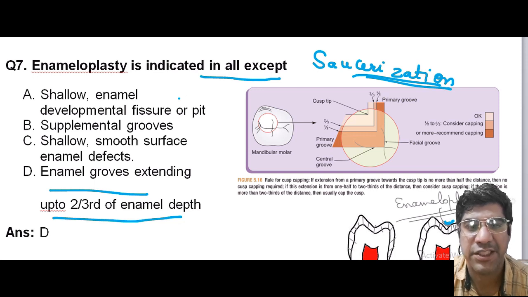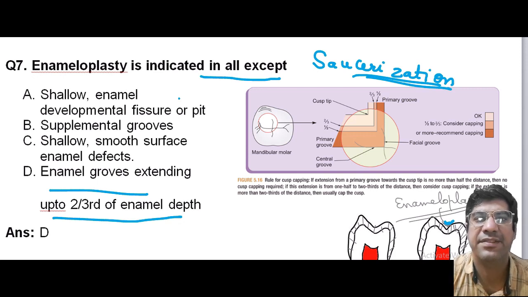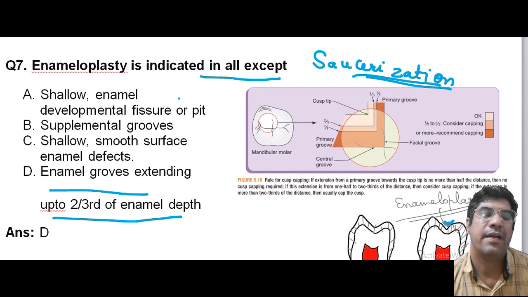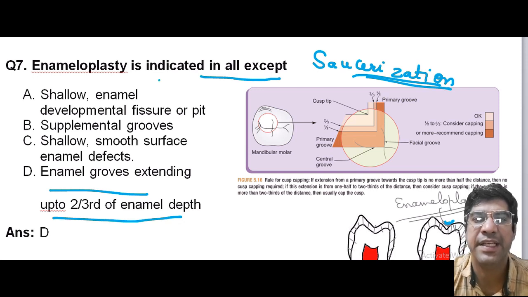So option A, shallow developmental fissures or pits. Enameloplasty can be indicated for shallow developmental fissures or pits because it aims to reshape the enamel surface and make it easier to clean. Second is supplemental grooves. It is indicated for supplemental grooves as it helps to eliminate these irregularities that will make the tooth smoother and more cleansable. Option C, shallow smooth surfaces. It can be used to correct shallow smooth surfaces and make them easy to clean.